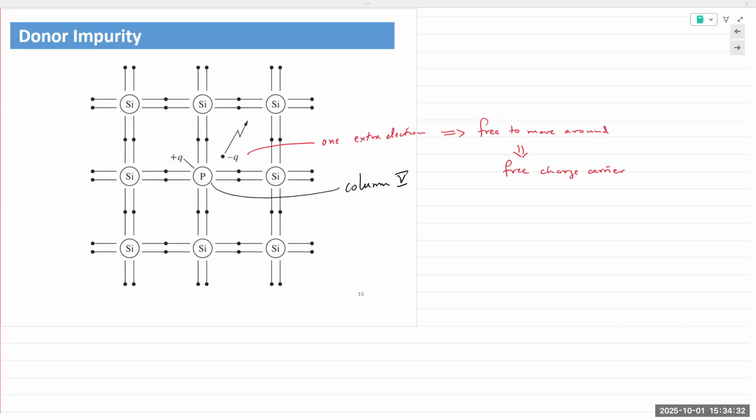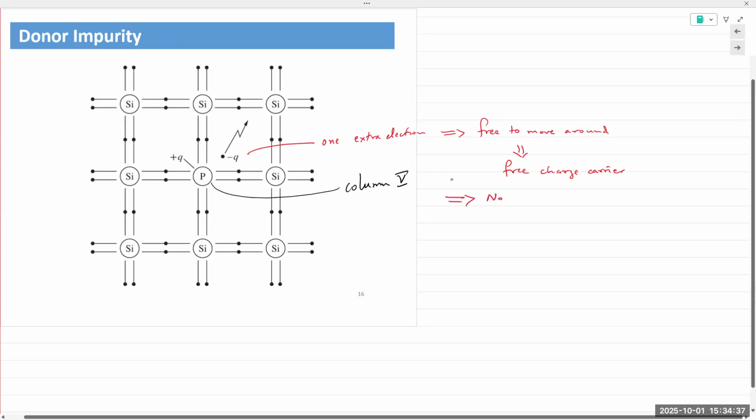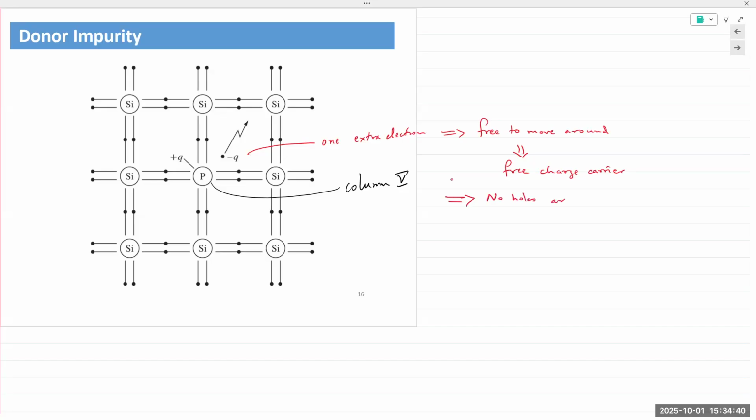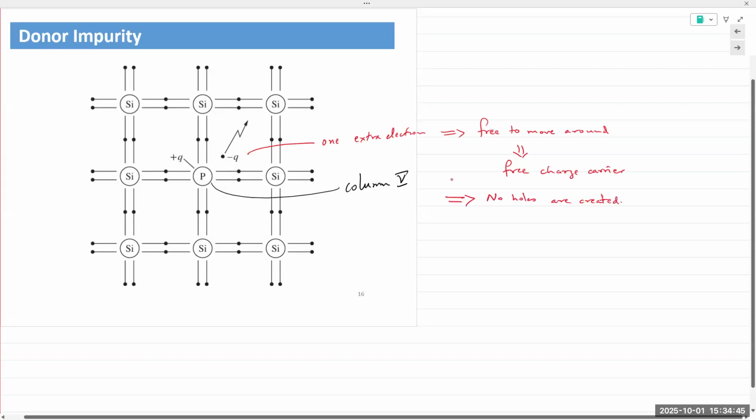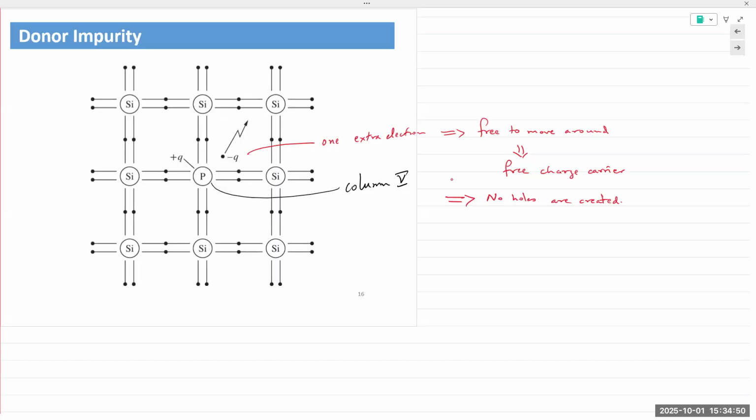Okay, these electrons are free to move around, and more importantly, no holes are created. It's just an excess of electrons and free negative charge carriers. So this atom that we have put in the silicon structure, in this case from column 5, phosphorus, is donating an electron.